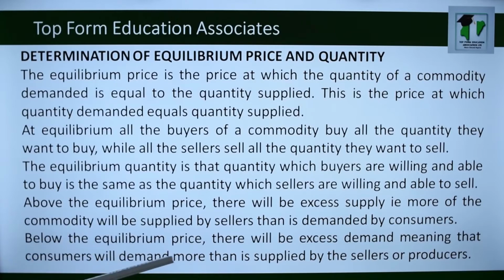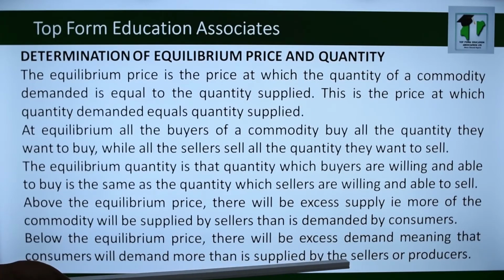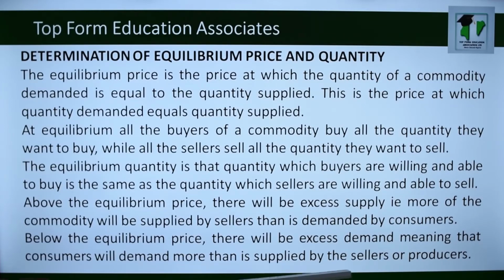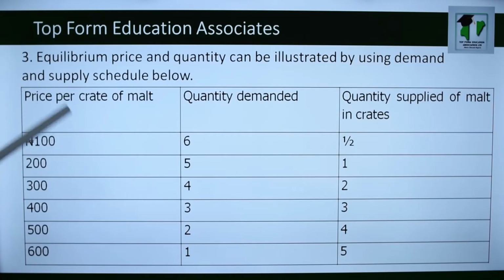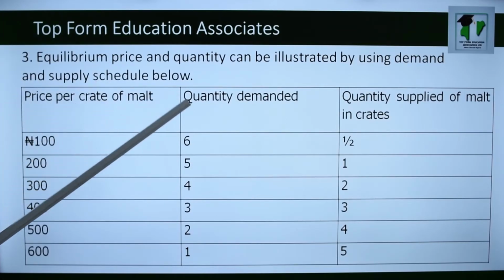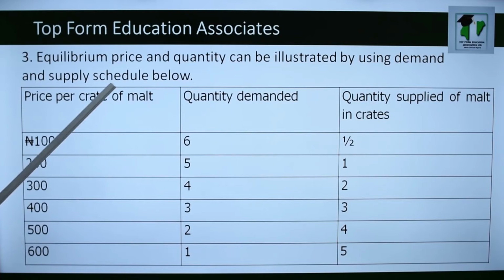So below the equilibrium price, there will be excess demand. Above the equilibrium price, there will be excess supply. Below the equilibrium, there will be excess demand, meaning that consumers will demand more than is supplied by the sellers or producers. 3. Equilibrium price and quantity can be illustrated by using demand and supply schedule below. On the first column, we have price per crate of malt.